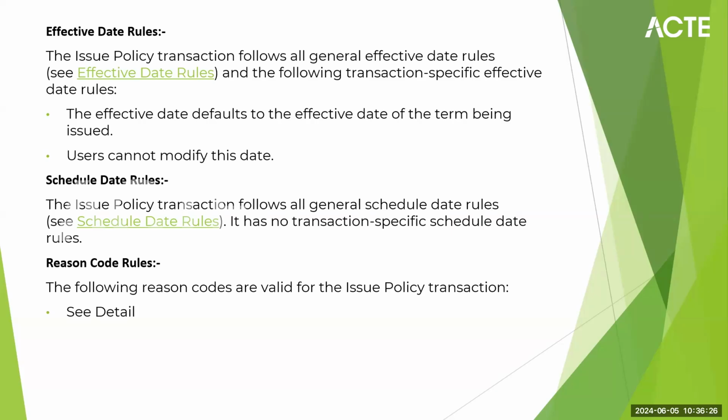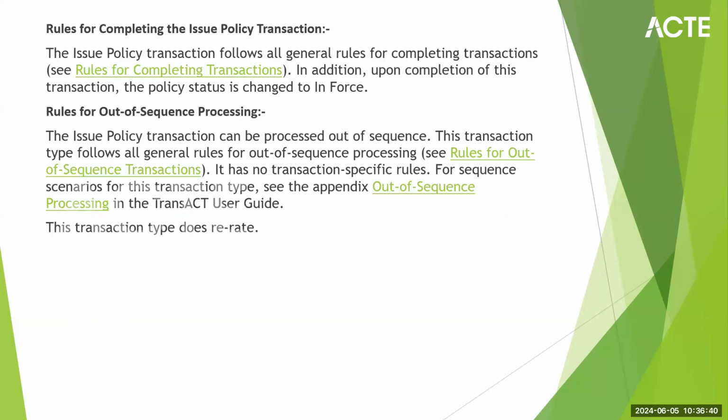Schedule date rule. The issue policy transaction follows the general rule. There is nothing specific. That means you can give whatever date you want for the schedule date rule. Reason code rules for completing the issue policy transaction. The issue policy transaction follows all general rules. In addition, upon completion of the transaction, the policy status is changed to enforced. Nothing but when you issue the policy, the status will be changed to enforced.